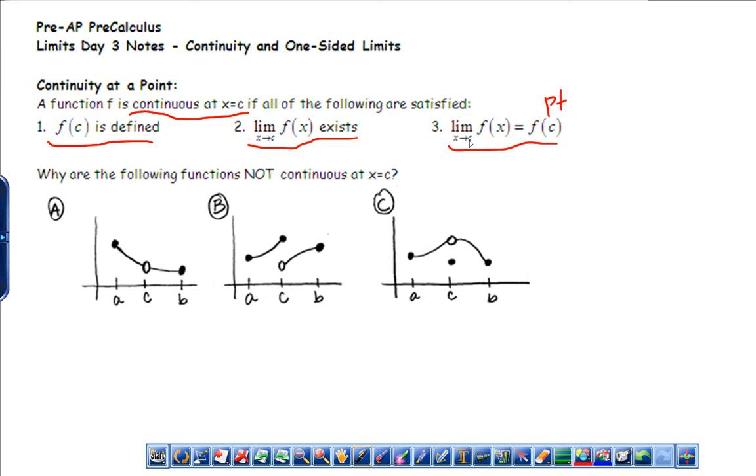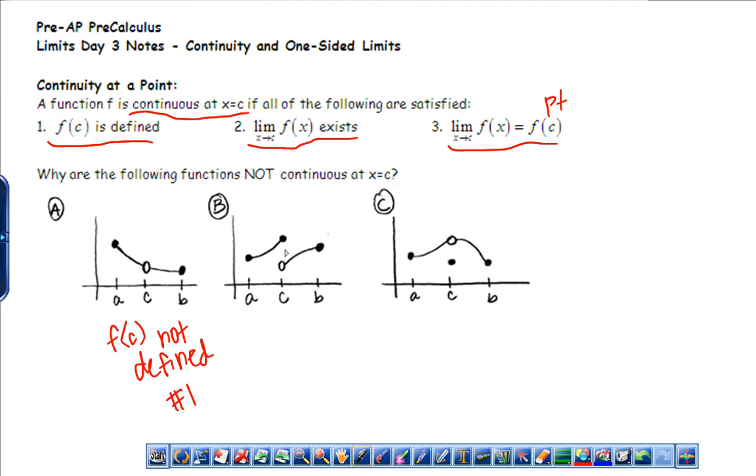Okay, so these are all not continuous. We can see this at c. There's a slight difference in each picture. Looking at A, as x approaches c, we're getting closer and closer to the same y value, but there is no f of c. So the limit exists, but f of c is undefined, and this falls under number 1. I'll put that down here, number 1.